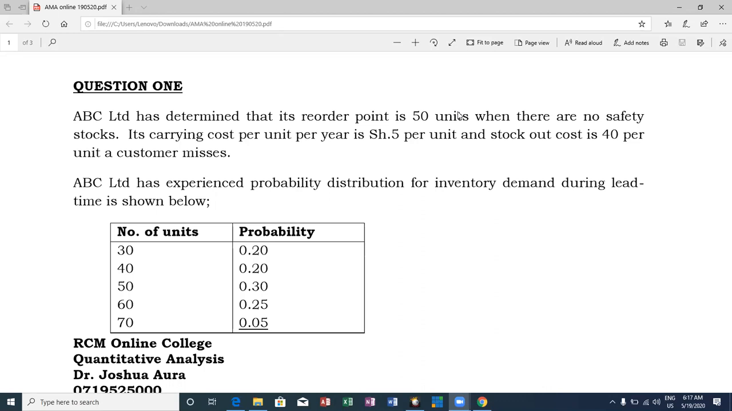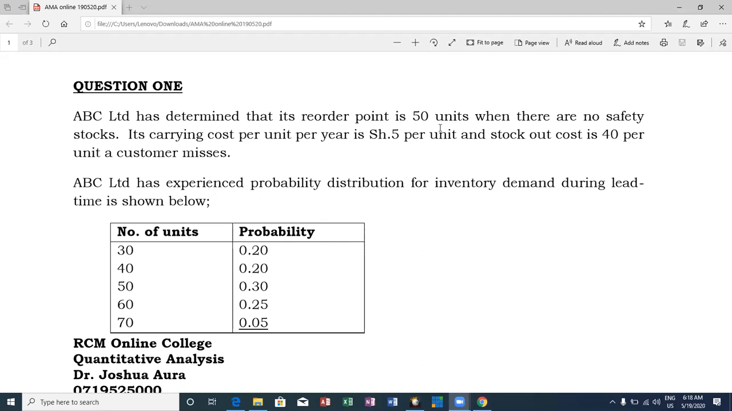So the current reorder point in this question, if you go back to your question, you'll be able to see up there at the very beginning where they have given us the reorder point to be 50 units. So we normally call this the current ROP.